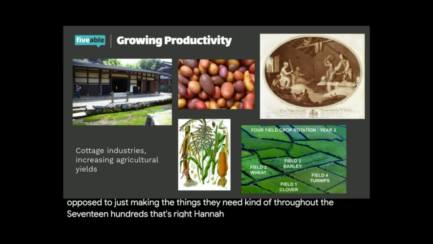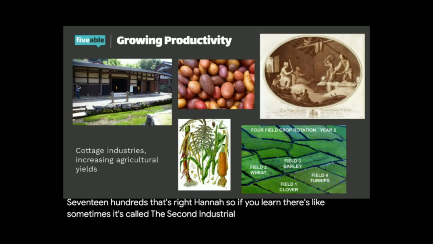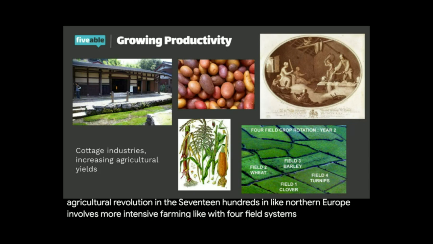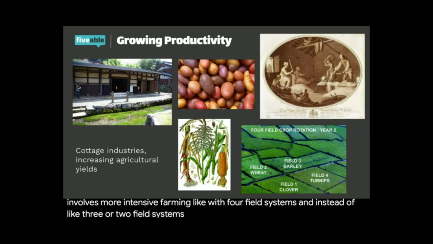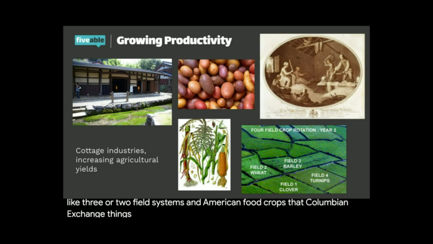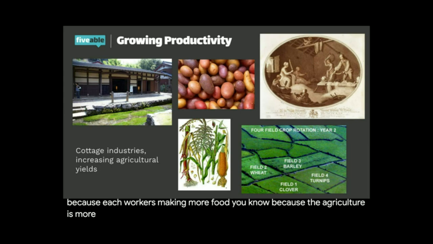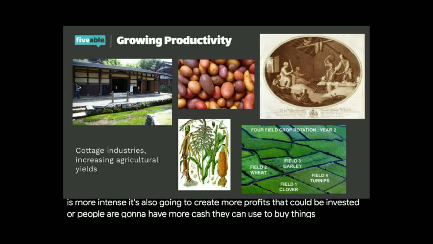That's right, Hannah. Sometimes it's called the second agricultural revolution in the 1700s in Northern Europe, which involves more intensive farming, like with four-field systems instead of three or two-field systems, and American food crops, the Columbian Exchange things. And again, that's going to produce extra workers because each worker is making more food. It's also going to create more profits that could be invested, or people are going to have more cash that they can use to buy things. All right, so all that's going on.